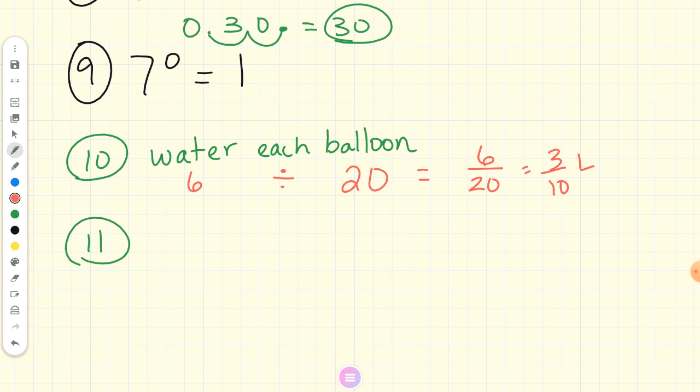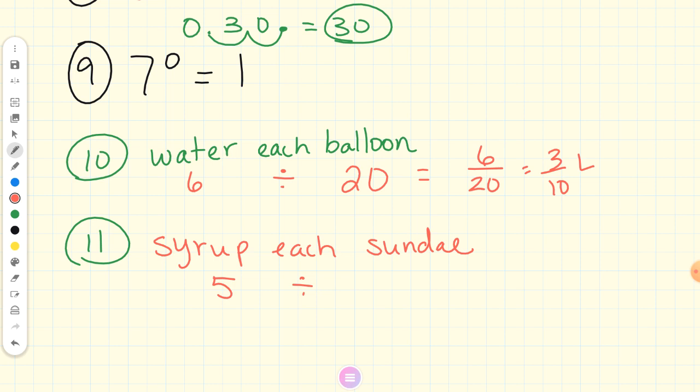Number 11. Aubrey, what are my important words in number 11? Strawberry syrup, each Sunday. Yeah, so I'm going to do syrup each Sunday. In the problem, we have 5 ounces of syrup each. How many sundaes are we making?